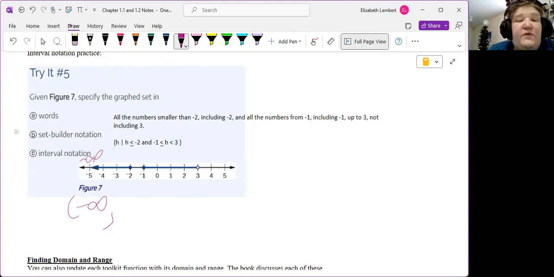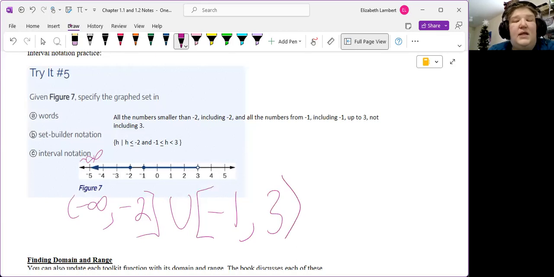So from -infinity all the way up to -2, filled in circles, so we give it a bracket, a U to stick it together, another bracket, and then it goes from -1 to 3, and then we put a parenthesis on the 3 because we don't include the 3. So there is our interval notation, the symbolic way to say what the words in the set builder notation say.